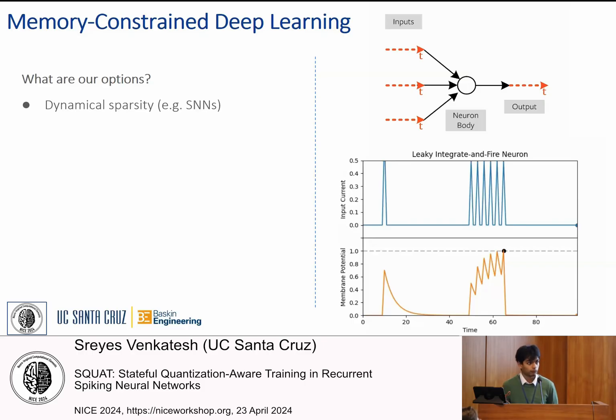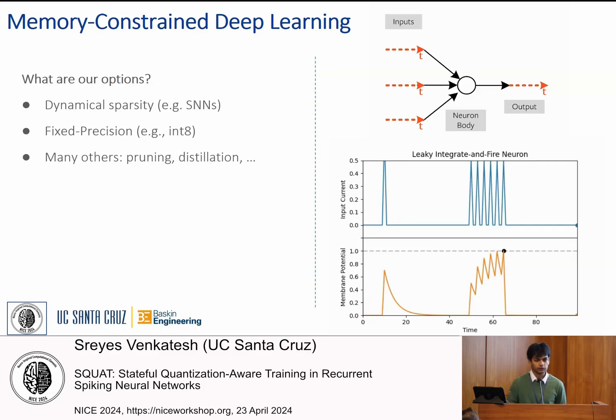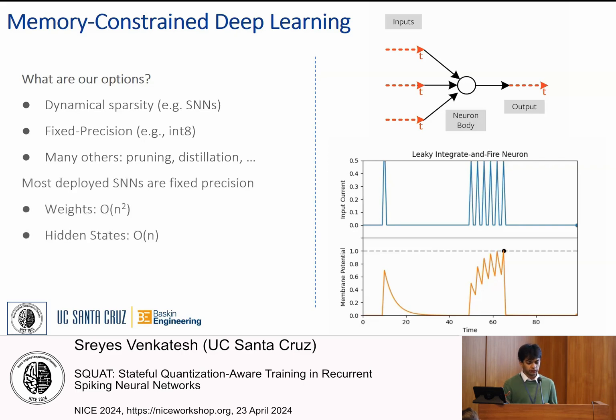Another approach for memory-constrained deep learning is to use fixed precision values, that is, go from 32-bit full-point precision values to lower bit representations of these values. There are also other methods such as pruning and distillation, but we choose not to focus on these for the extent of this paper. One thing I would like to mention is that when SNNs are deployed onto hardware, because the hardware and accelerators are inherently low bit or resource constrained, the SNNs are deployed using fixed precision values anyways, or inadvertently.